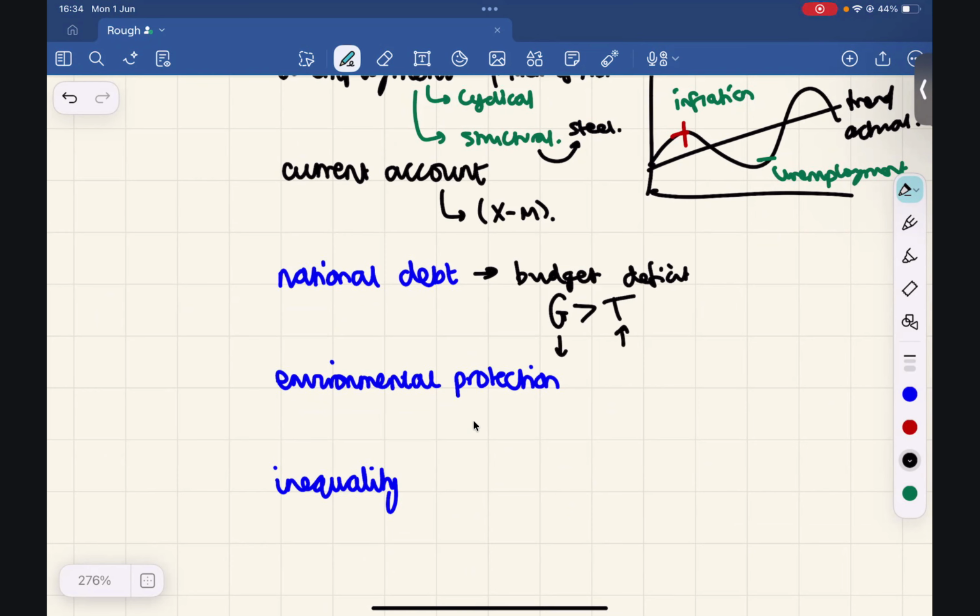The other issue with national debt is interest. The UK government spent about £100 billion in the last couple of years, each year, just on interest. So there's an opportunity cost of having debt.